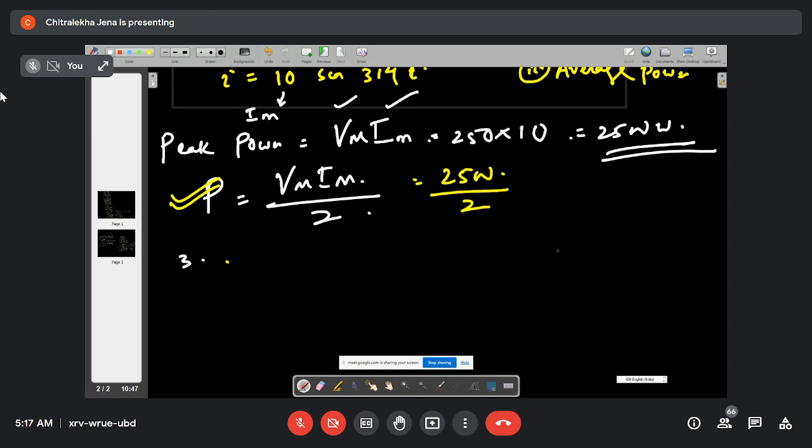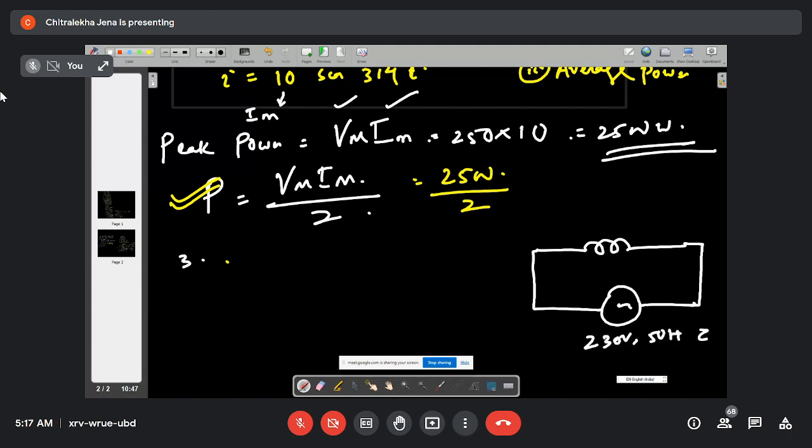Here I am not writing the question. I have drawn the circuit. From here you find it out. This is your 230 volt 50 hertz supply. Here 10 ampere current is flowing. For this circuit you have to find out what is the inductive reactance.